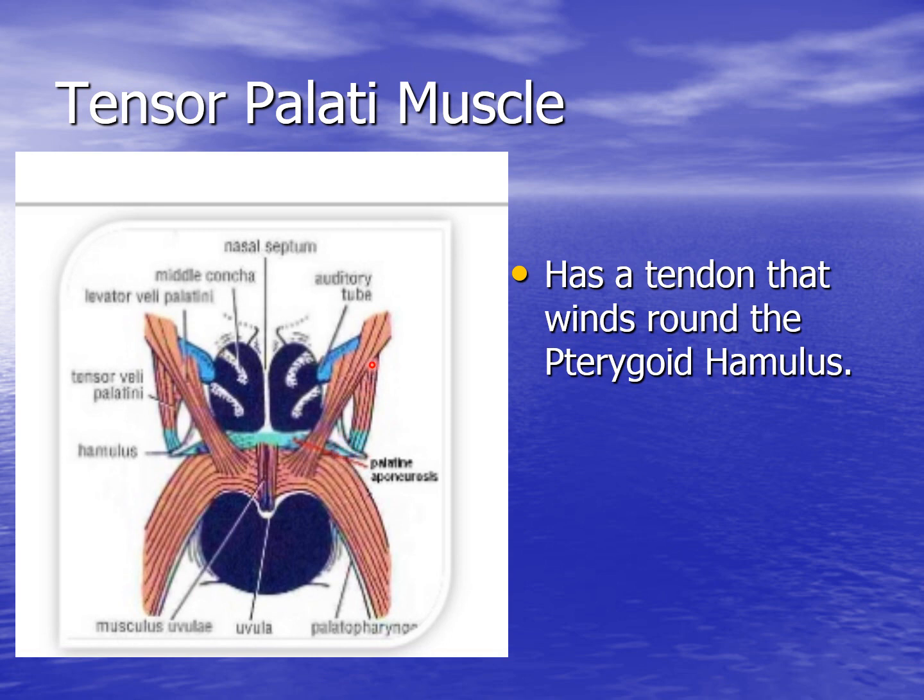So it takes origin from the base of the skull, it winds around the pterygoid hamulus to be inserted into the palate. Which part of the palate? The palatine aponeurosis and the palatine crest. What is the pterygoid hamulus? The pterygoid hamulus is the lower part of the medial pterygoid plate.